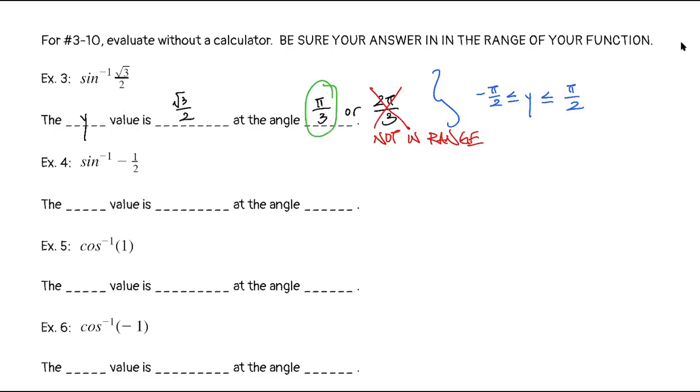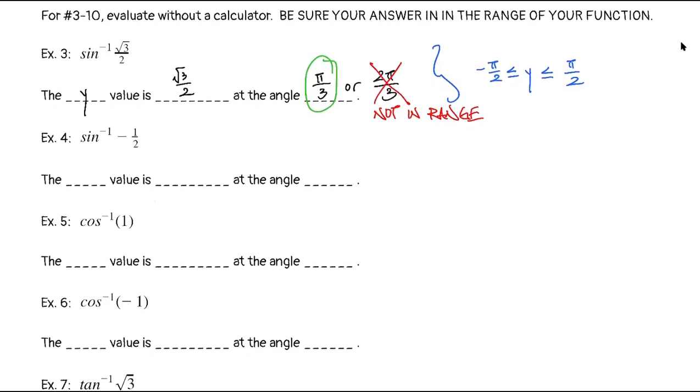All right, so let's keep moving. So inverse sine of negative 1/2. Well, that means the y value is -1/2 at, and let's see, we said last week it was 7π/6 or 11π/6, right? And we got that from our unit circle. Okay, now this is arcsine. So I also need to pick a number between -π/2 and π/2.